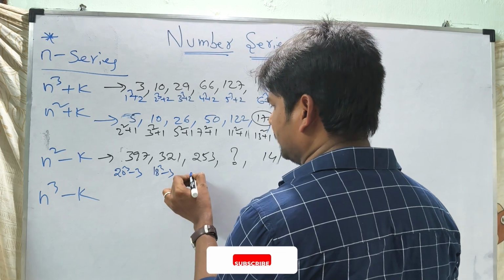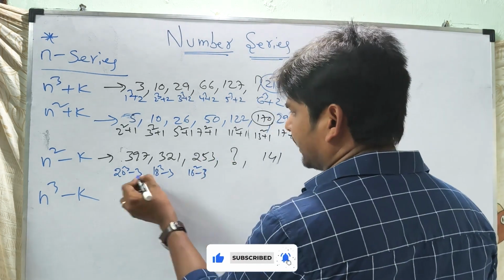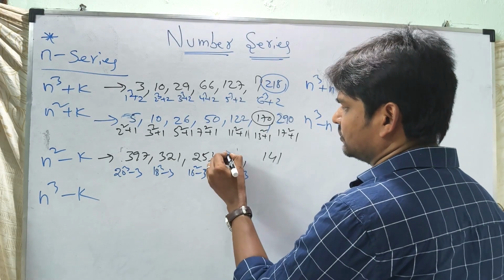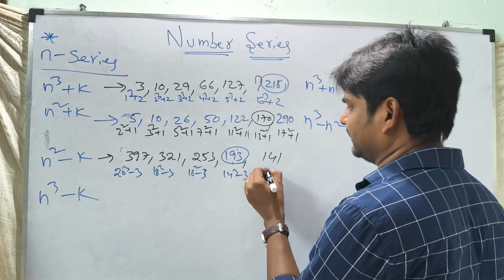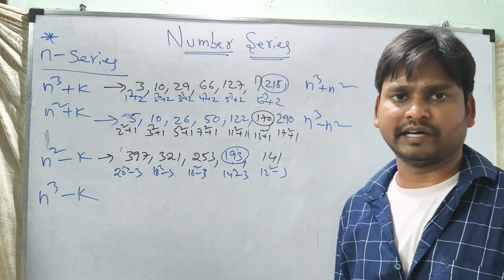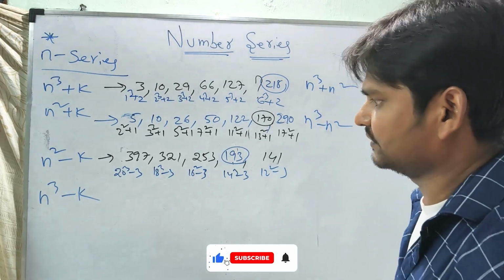Correct? This one is what? 16 square minus 3. 16 square is 256 minus 3, 253. According to decreasing order, 14 square minus 3. 14 square is how much? 196 minus 3, 193. This one is what? 12 square minus 3. So everything is possible. Correct? Now your answer is 193. Clear? Next, see n cube.